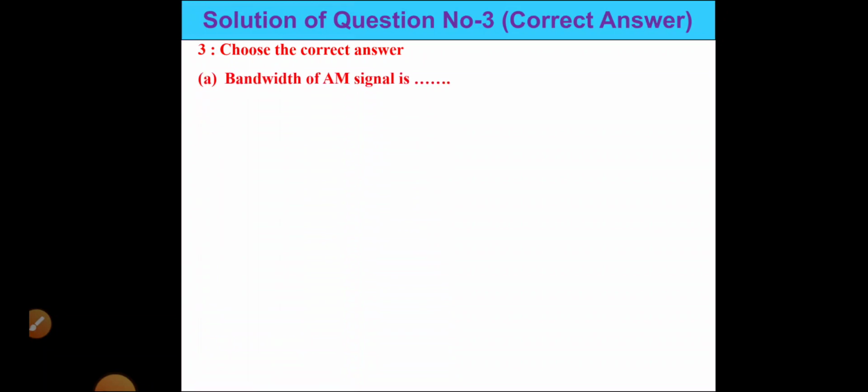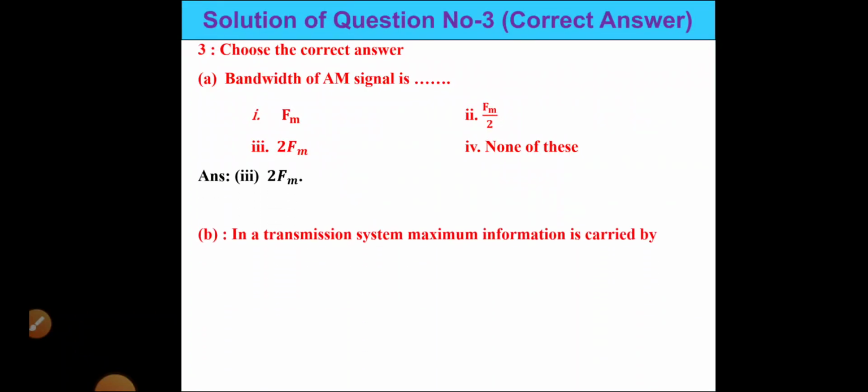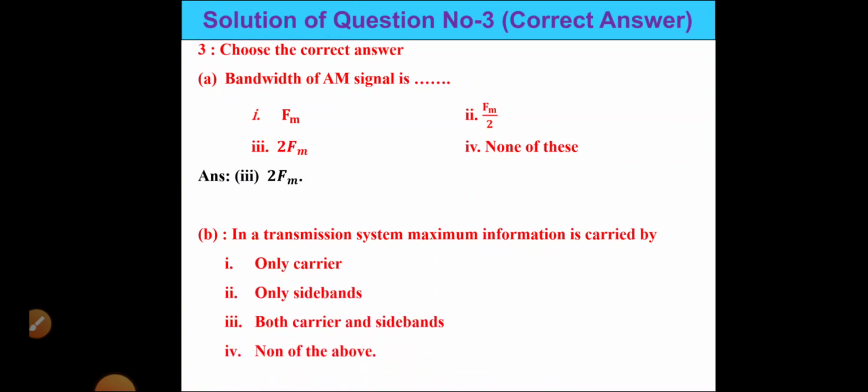What is the bandwidth of the FM signal? It is twice the frequency of the message signal. That means option 3 is correct, 2 fm. In a transmission system, maximum information is carried by: only carrier, only sidebands, both carrier and sidebands, none of these. In a transmission system, maximum information is carried in only the sidebands. The carrier does not contain any information. Whatever information needs to be transmitted through the communication system is transmitted only through the two sidebands. So option 2 is correct.